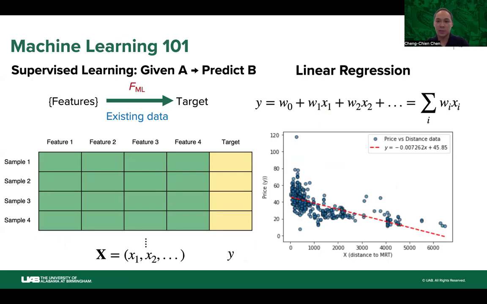So nowadays we have heard about a lot of buzzwords on machine learning. Here let's focus on the most popular machine learning task, which is called supervised learning. In this case, you are provided with some input features A, and our goal is to predict some output or target property we call B.